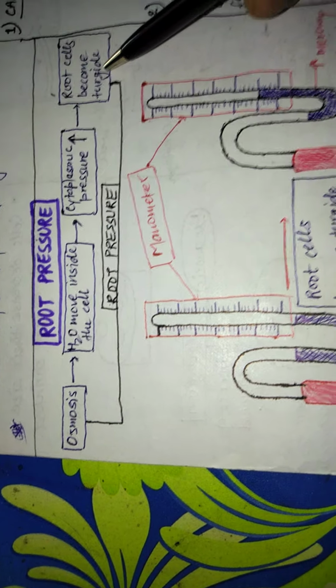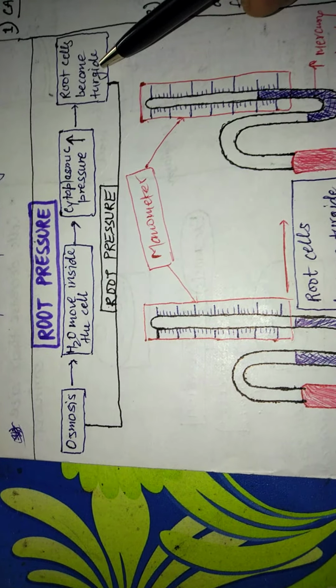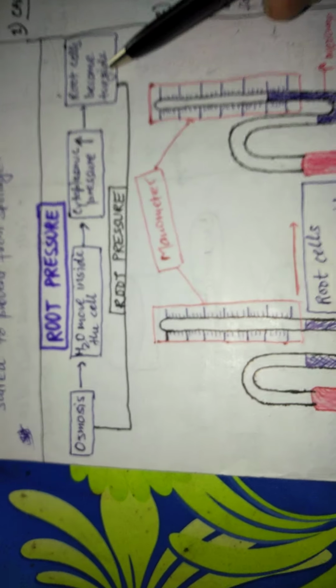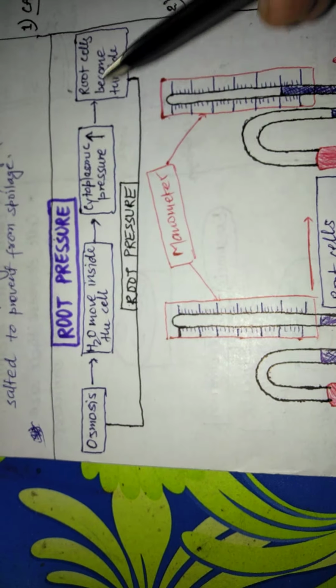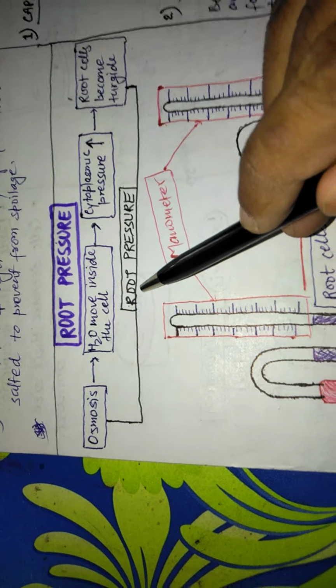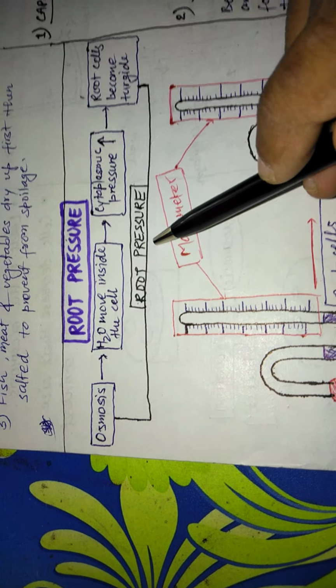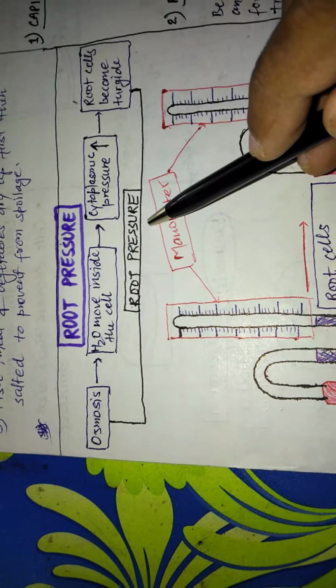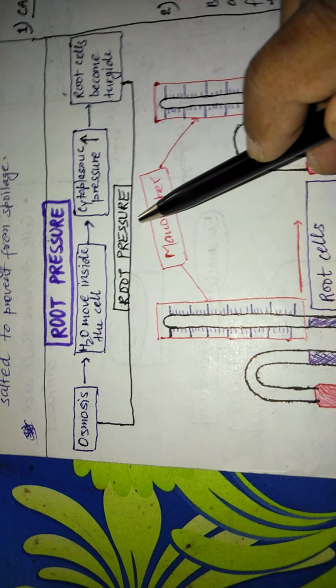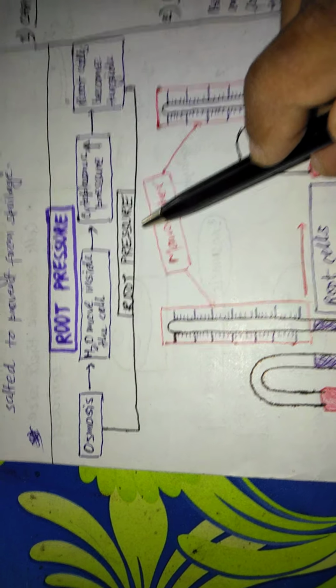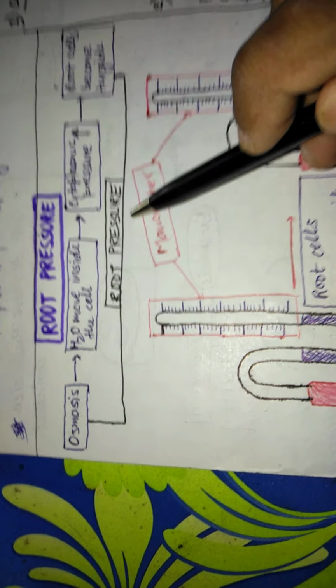And what is the meaning of turgid? They become hard and rigid structures. So all these processes finally result in root pressure. This phenomenon mainly results in the absorption and transport of water in the upward direction in the root hair cells.